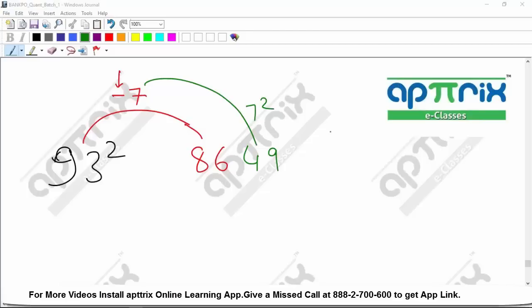Rahul, you want me to repeat 117? I'll do that. First understand this 93. 93 minus 7 will be 86, and then 7 square will be 49, so the final answer becomes 8649.